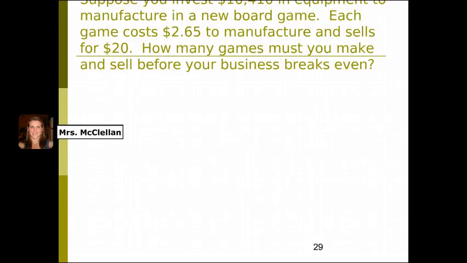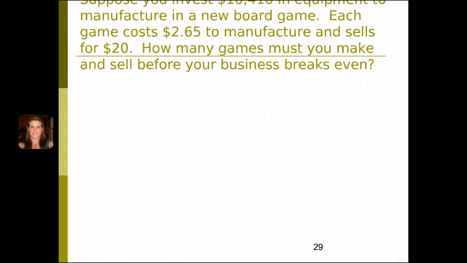This is a break-even problem. Suppose you invest $10,410 in equipment to manufacture a new game board. Each game costs $2.65 to manufacture and sells for $20. How many games must you make and sell before your business breaks even? So if you're starting up a business and you want to know how many items you need to sell before you start earning profit, this is a good problem to use.